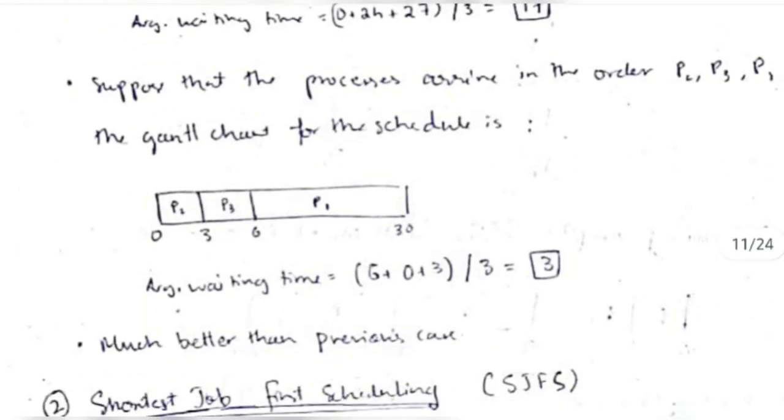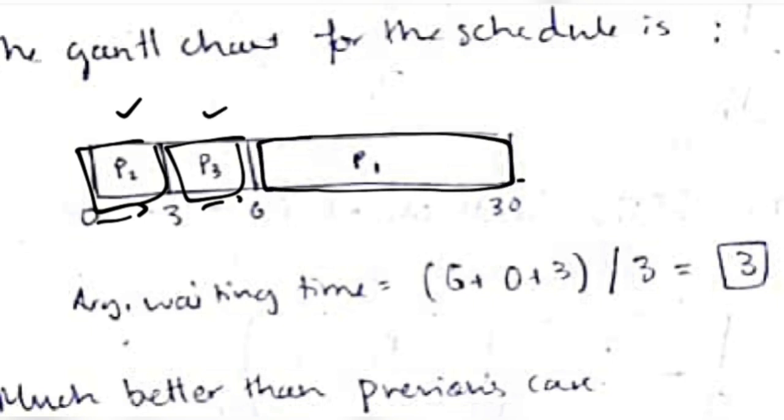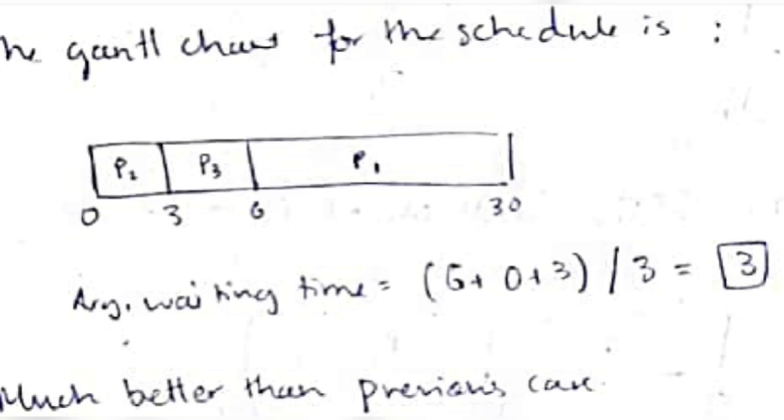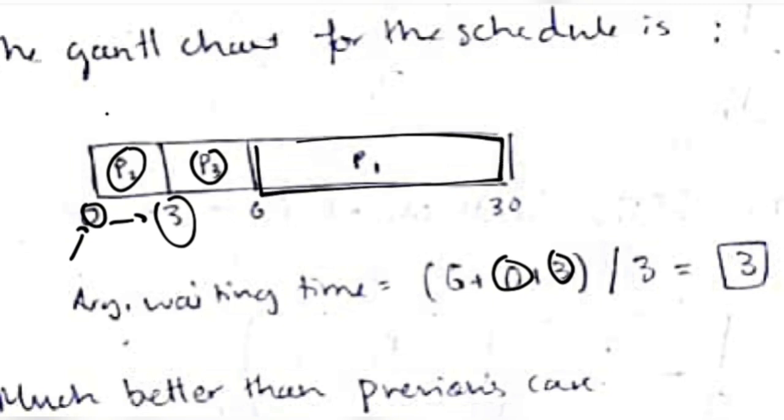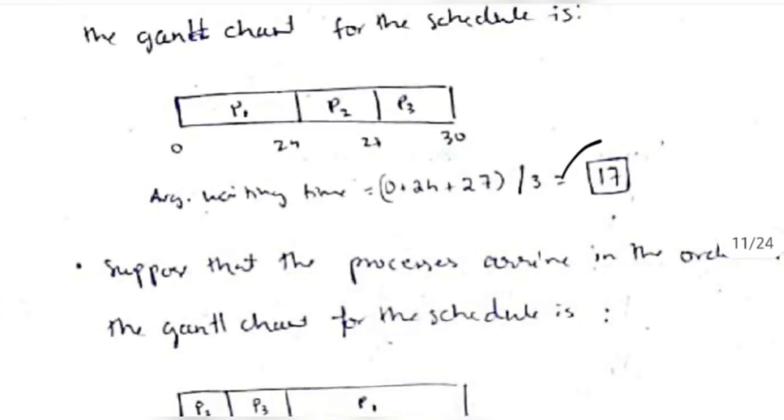See here, if we take this order, if we take P2 first, then P3, then P1, what will be the waiting time? If we take P2 first, after 3 milliseconds P2 will be over, then after 3 more milliseconds P3 will also be over, and at last P1 will take till 30 milliseconds. But see how much the waiting time is. For P2 there is no waiting time because it starts from 0. After it gets over, P3 starts, so 3 milliseconds for P3, and for P1 it is 6 milliseconds because P2 and P3 took 3 milliseconds respectively. So P1 has 6 milliseconds here, and if you divide the total by 3, you get 3 milliseconds. It's far less than the previous one, which is 17 milliseconds.